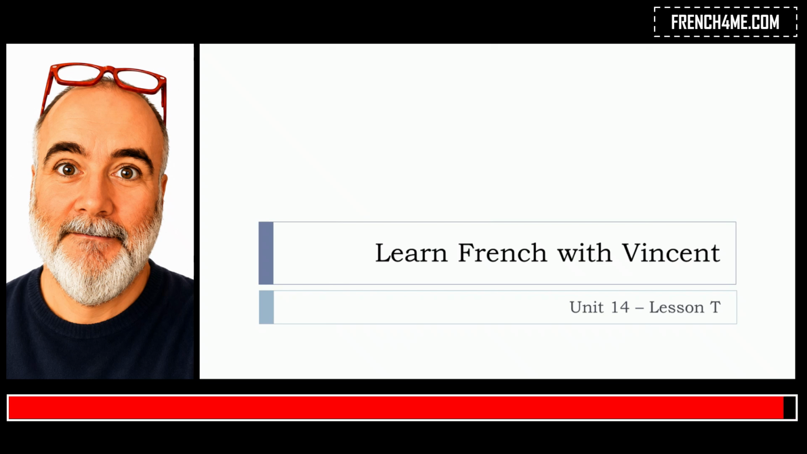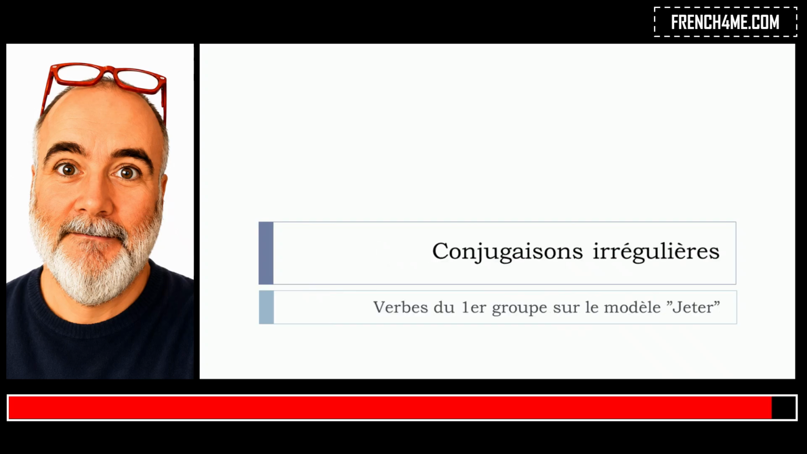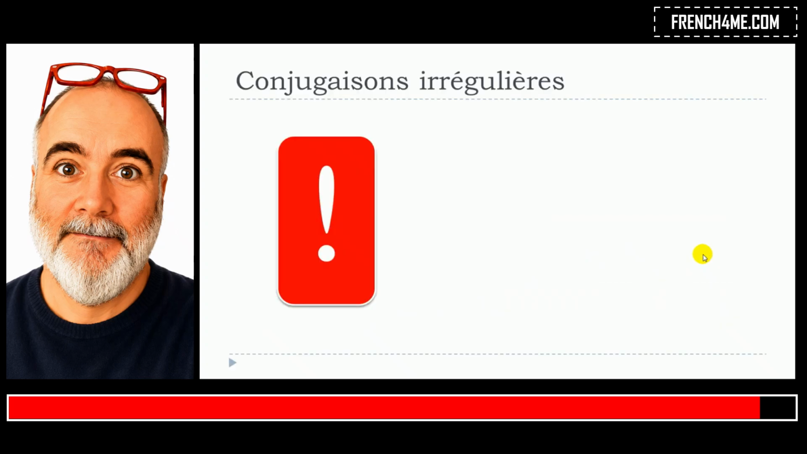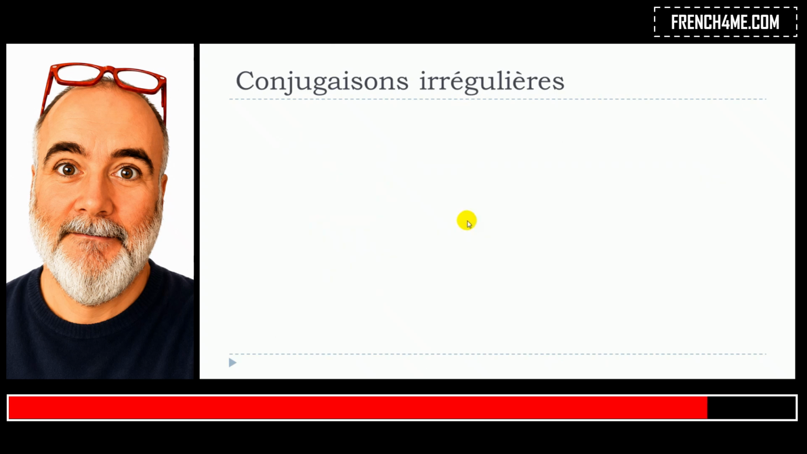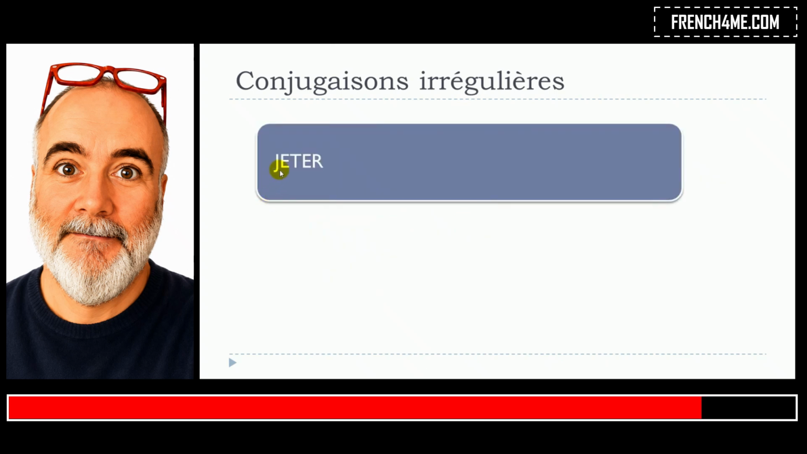This is Unité 14, leçon T. And in this lesson, we'll work on les conjugaisons irrégulières and we'll see especially the verbs that are constructed based on jeter. So you get jeter and then verbs like déjeter, interjeter, projeter, rejeter, surjeter. They are from the same family and we're talking about this jeter. So that's the reason why we will see the example of jeter.